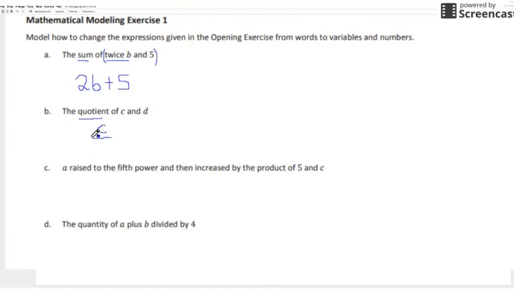I like to start writing them as fractions because this is where you're going to see division problems now. The quotient of C and D, so C divided by D. Look at the next one.